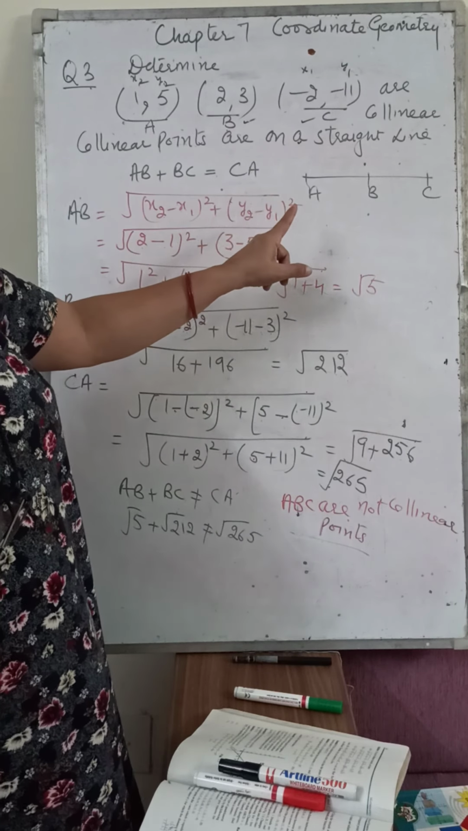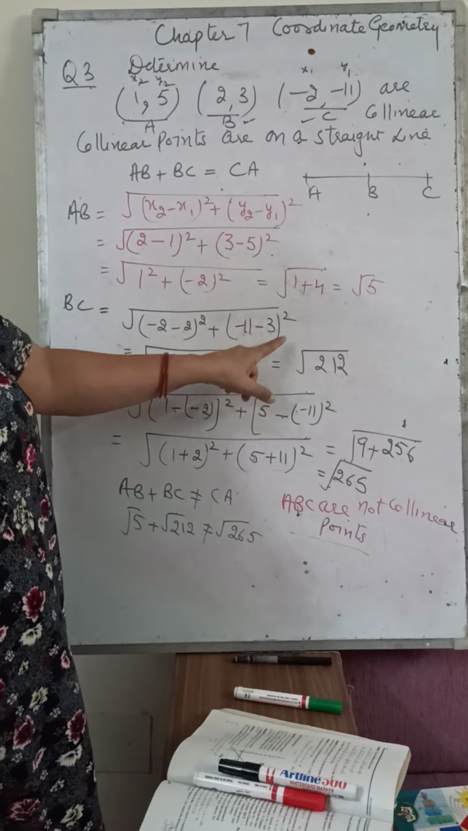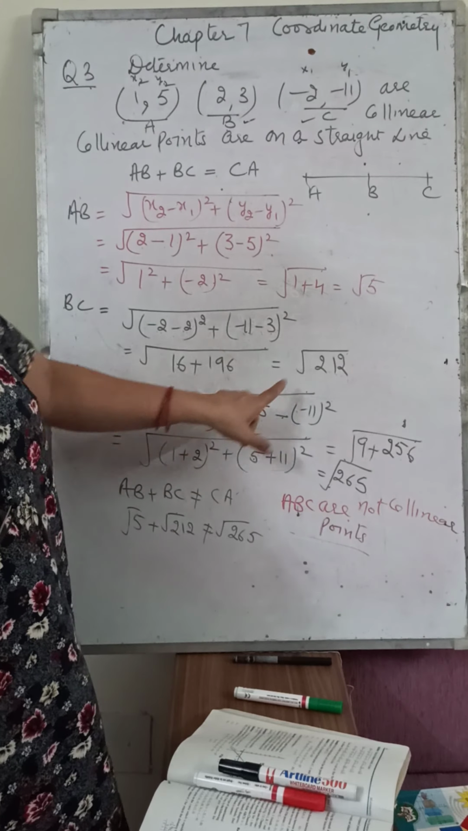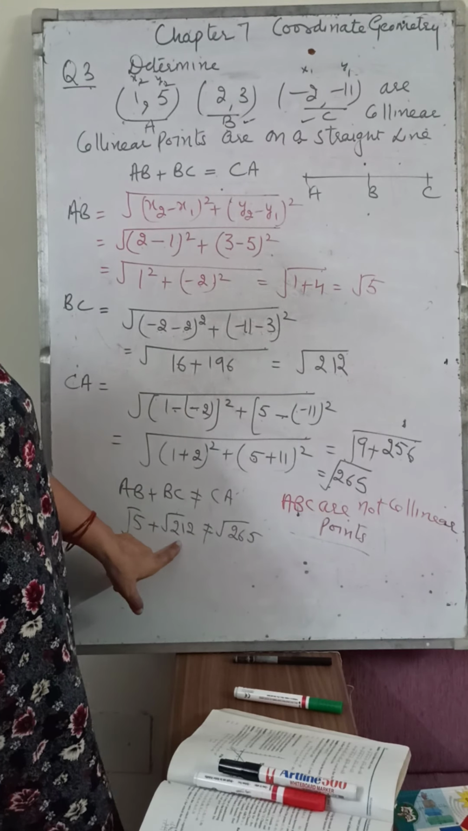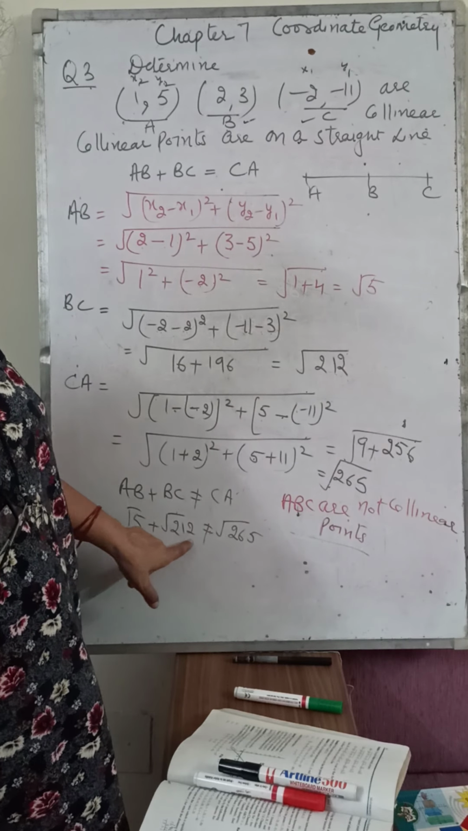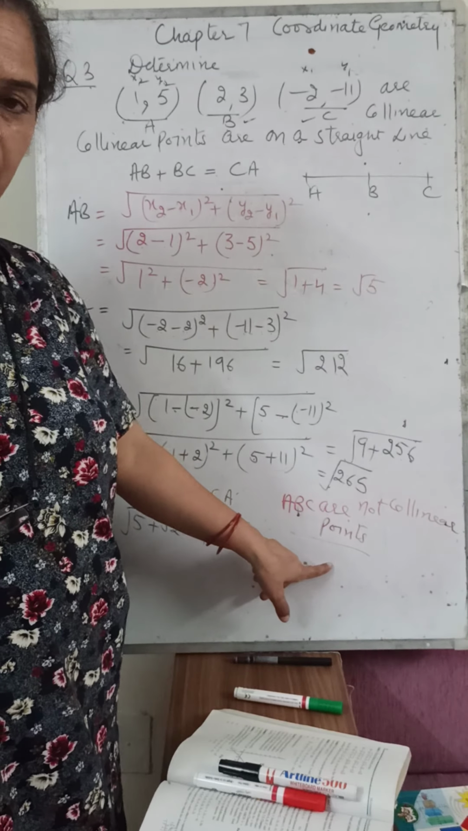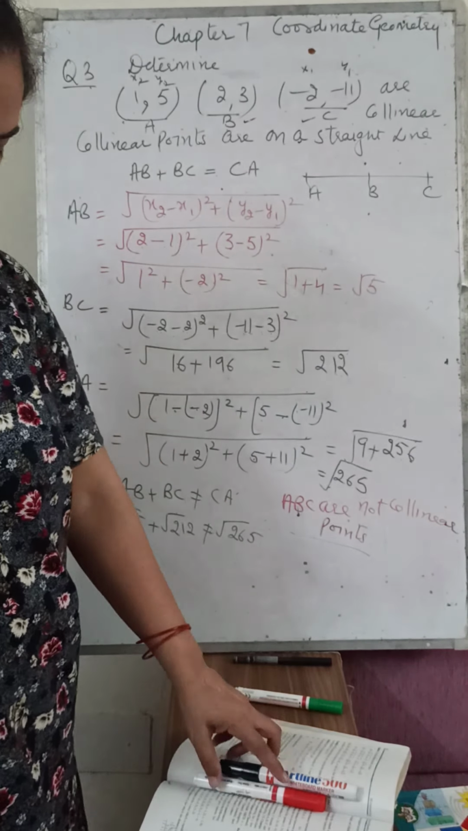The condition for collinearity should be that AB plus BC should be equal to CA. But here AB you are getting root 5, BC you are getting root 212 and CA you are getting root 265. This addition is not coming equal to this. So these 3 points are not collinear.